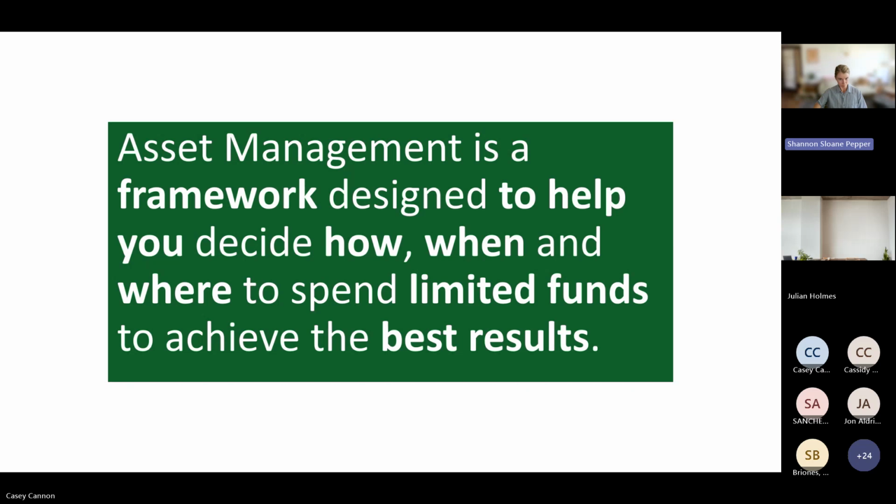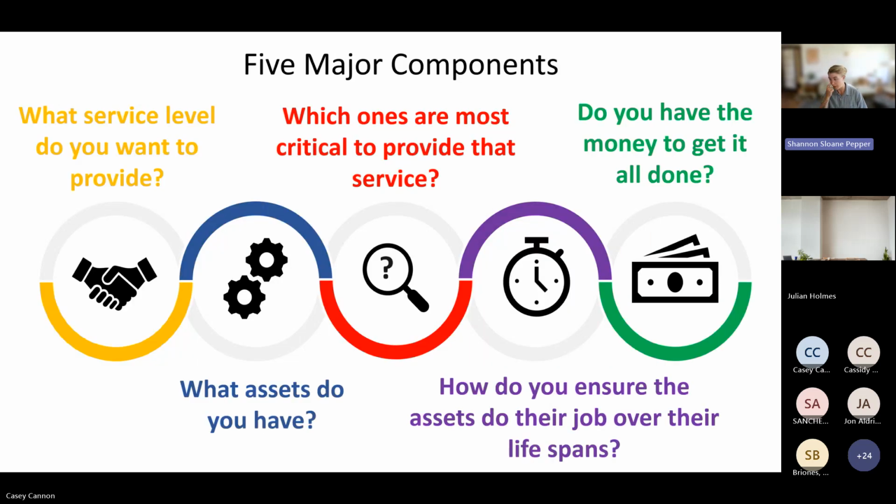So next slide. We teach 5 core components of asset management at the Southwest EFC, and these 5 core components correspond to 5 basic questions about your system that are going to help you organize your decision making. So first question is, what service level do you want to provide? And Casey, if you would just click through, I think 5 times here, a bunch of little animations.